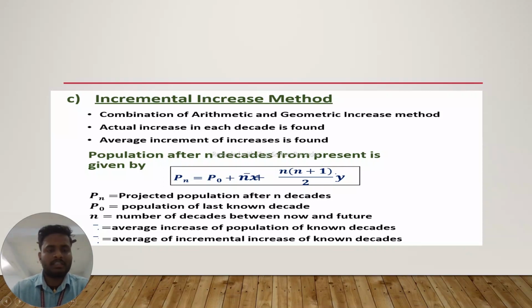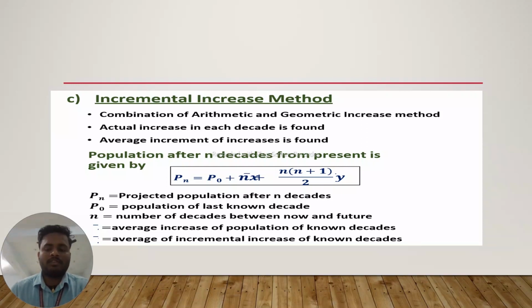As you know, Pn is the projected population after n decades, and P naught is the population of the last known decade. n is the number of decades between now and the future. Because it is incremental, you also have to calculate the population increase in the next future date. Then x bar is the average increase of population of the known decades, and y is the average of the incremental increase of the known decades. That is the description of the formula, and we have to study that.